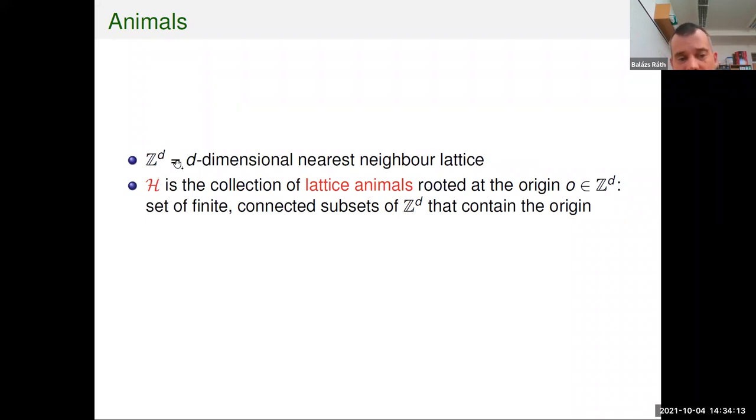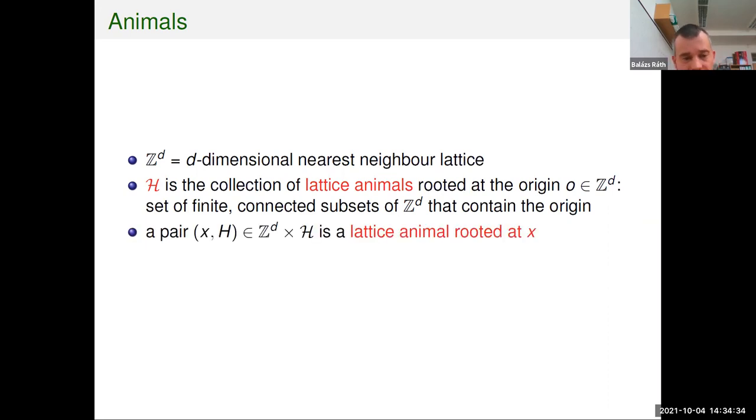So this curly H is the collection of lattice animals, which means lattice animals rooted at the origin, and this is how I denote the root. So H is the set of finite connected subsets of Z^d that contain the origin. So this is what we will call lattice animals rooted at the origin.